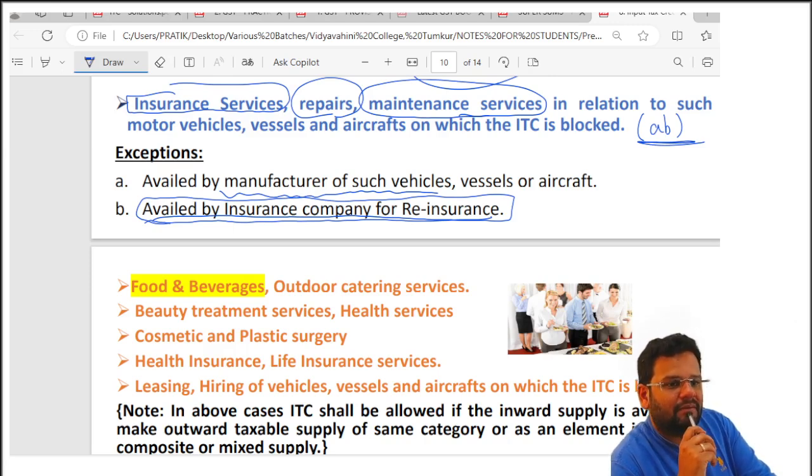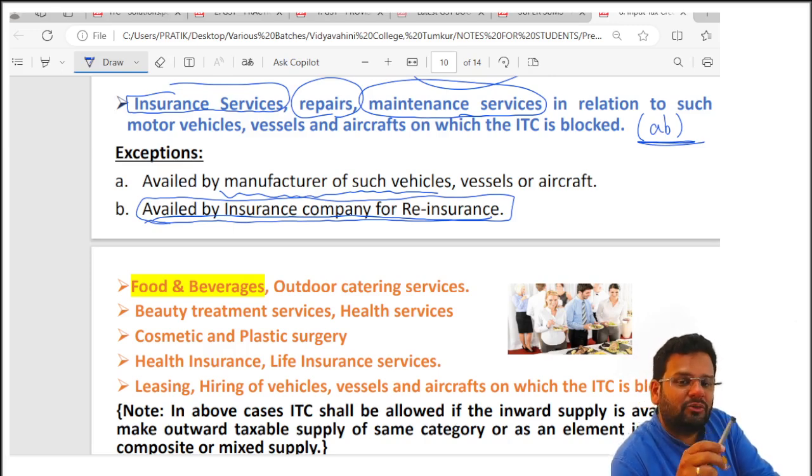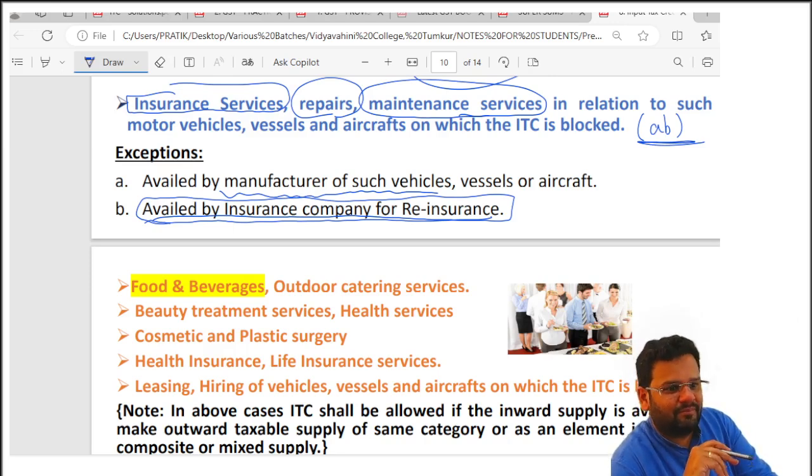Why? Because you know insurance is taken for such vehicle on which ITC is blocked. You have to ask yourself question, is ITC allowed on this vehicle? The answer is no. So it will not be allowed also on the insurance.